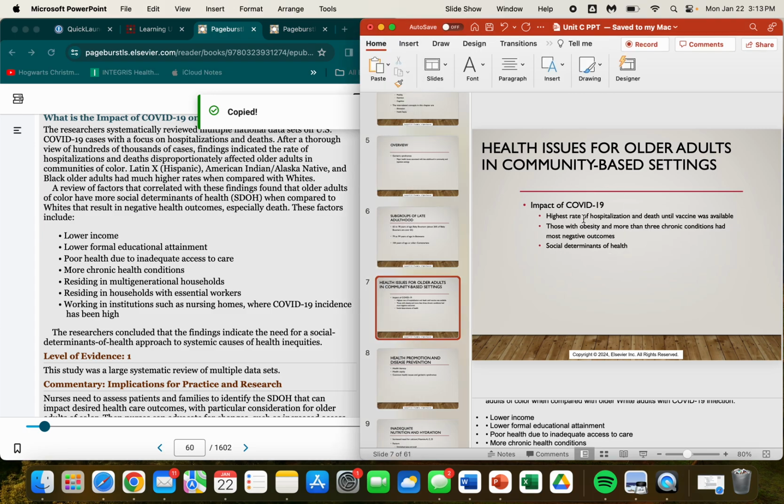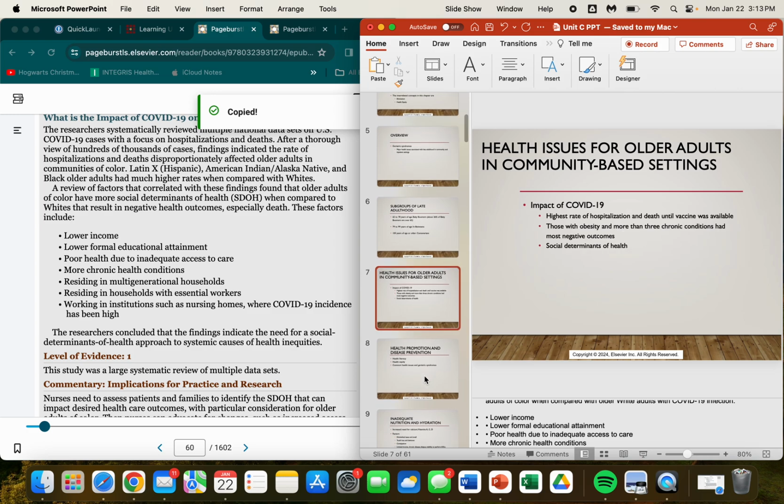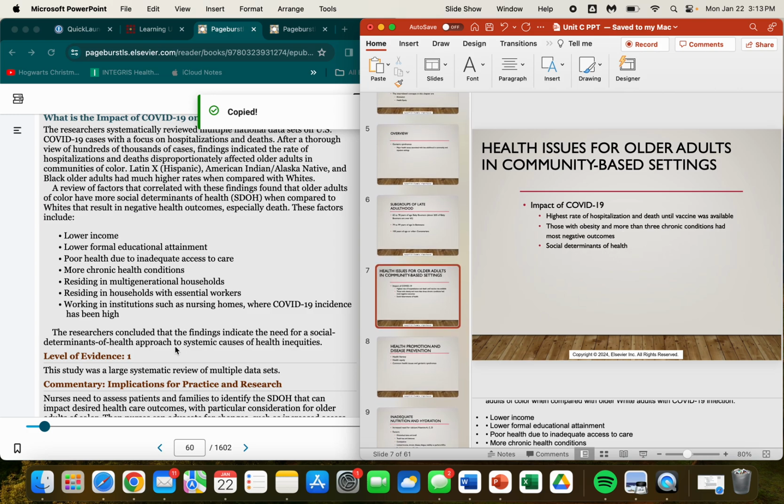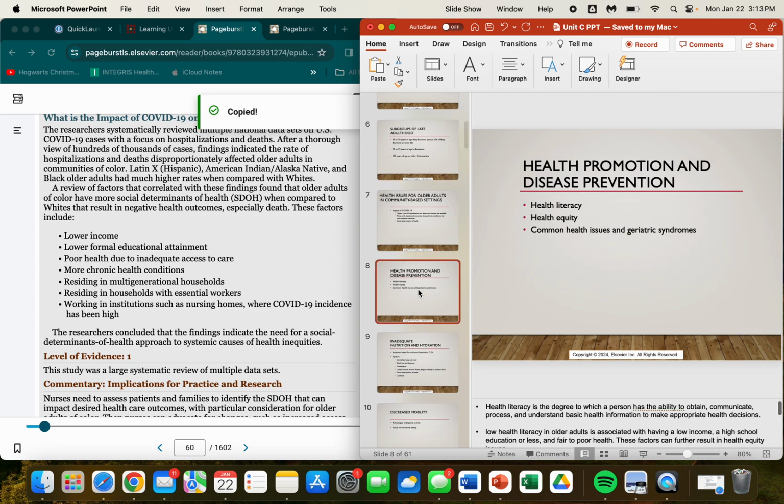COVID-19. And so older adults had the highest rate of hospitalization and death until the vaccine was available. Obviously, those with obesity and more than three chronic conditions had the most negative outcomes. And then anybody experiencing these factors, these social determinants of health, had a higher impact from the COVID-19 virus.